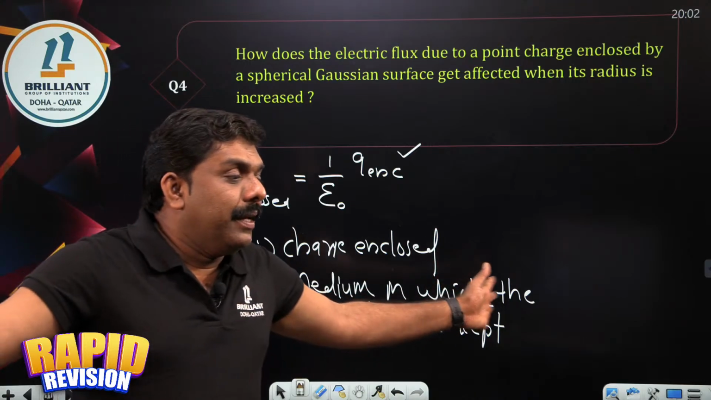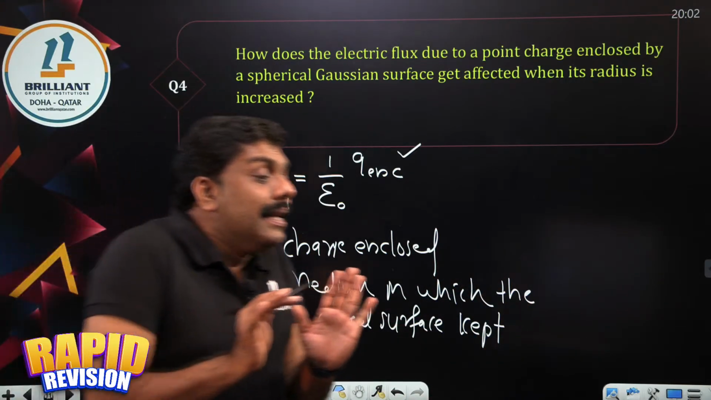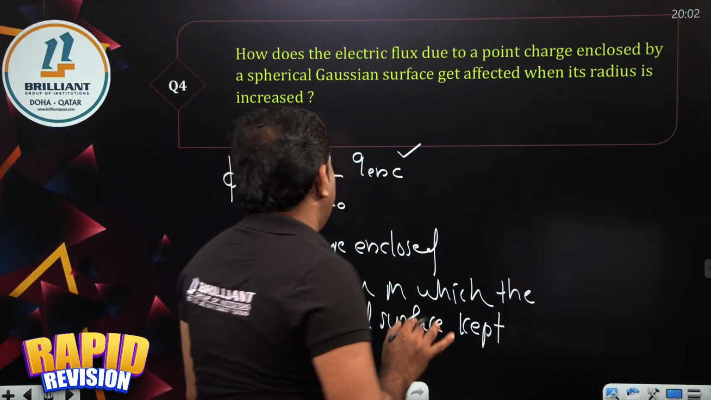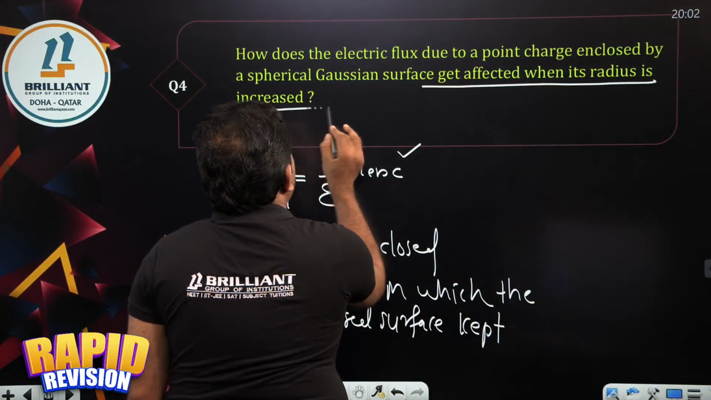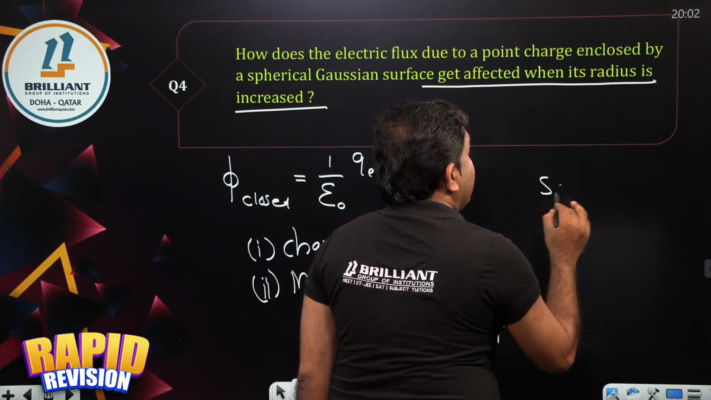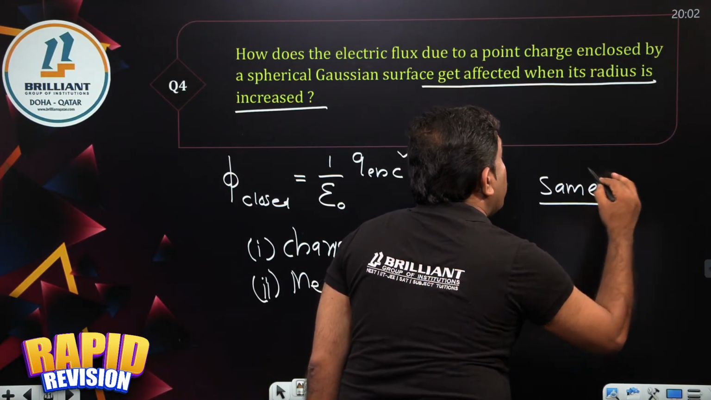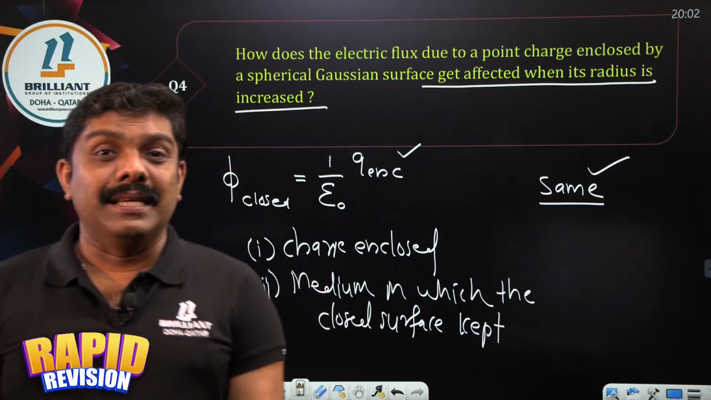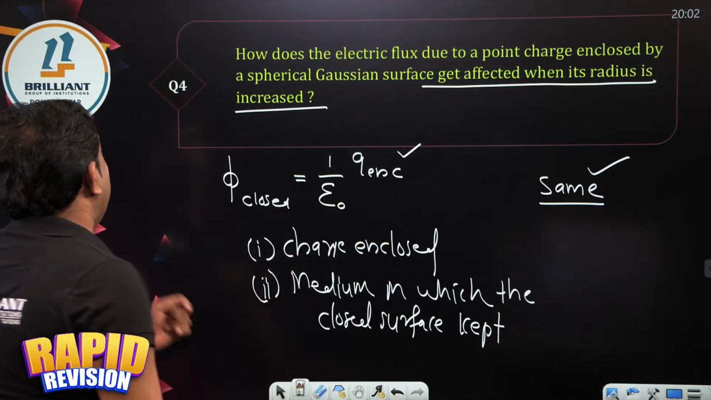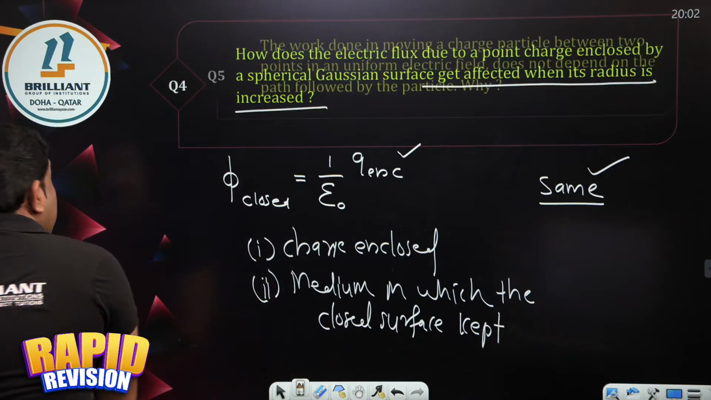Radius larger, radius smaller, doesn't matter. So we can say the flux remains the same. There is no change in this picture. Flux remains the same. So this is an important question based on Gauss theorem.